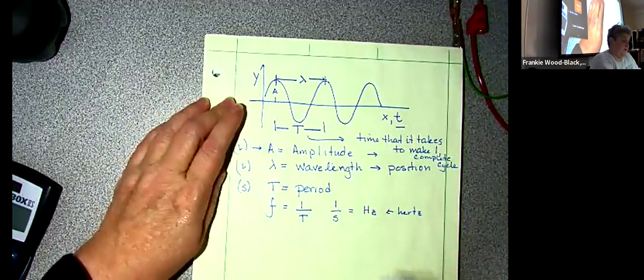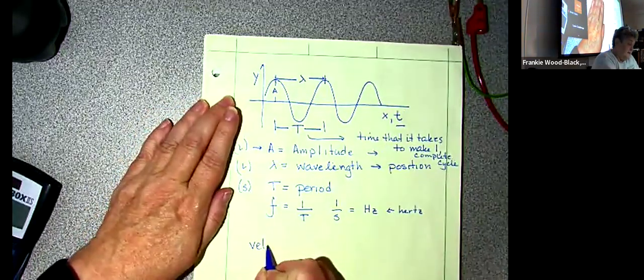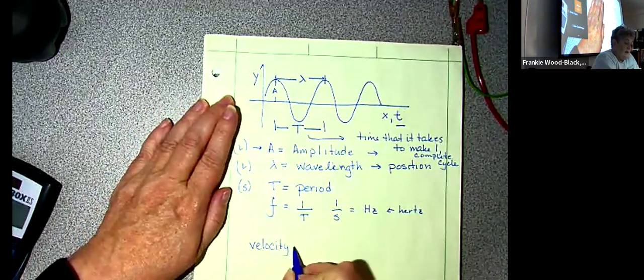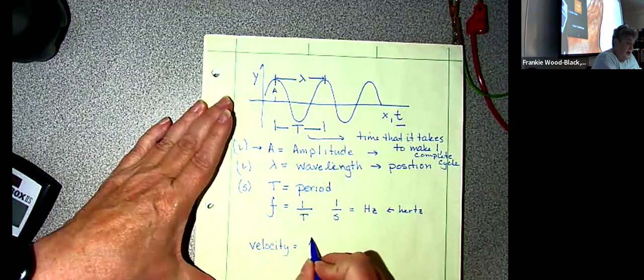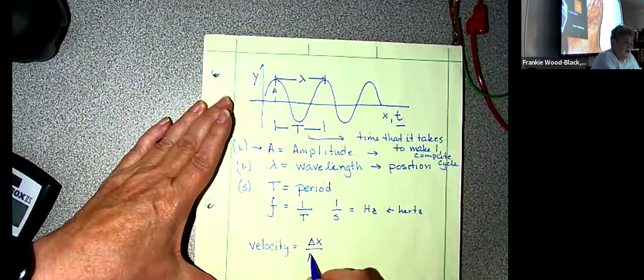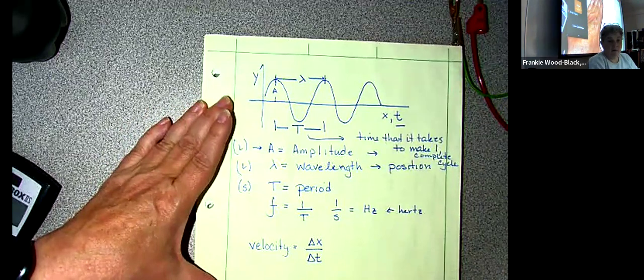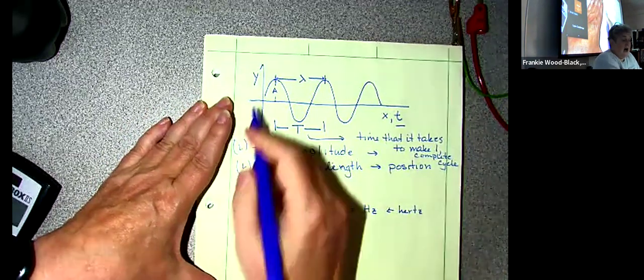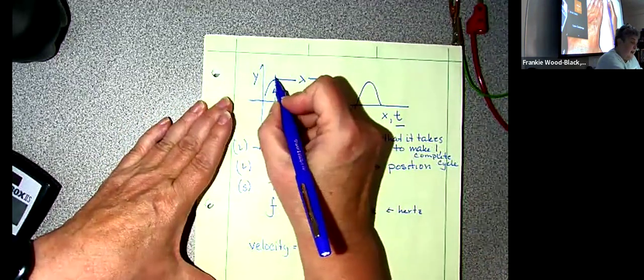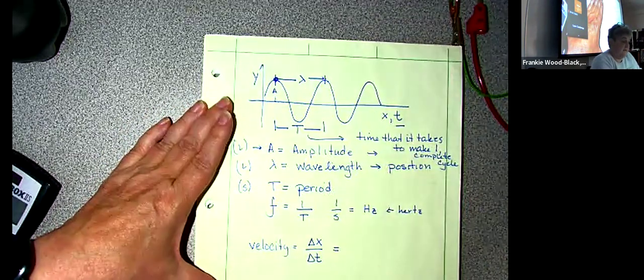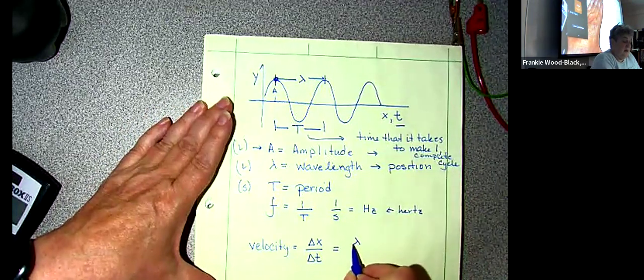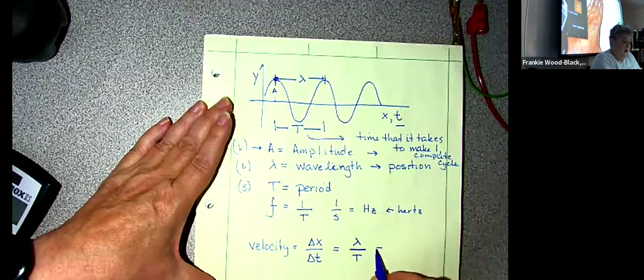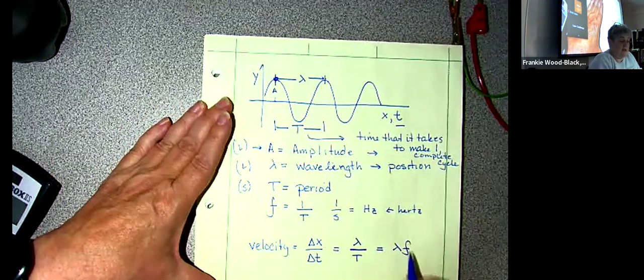The other thing is, if we remember that velocity is equal to a change in position over a change in time, my velocity of a wave, if I am following a bead on this, is going to be my wavelength divided by the period, or my wavelength times my frequency, and this gives me meters per second.